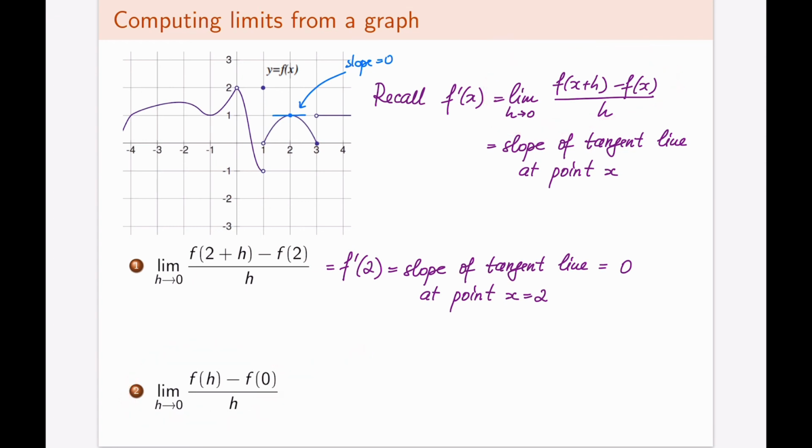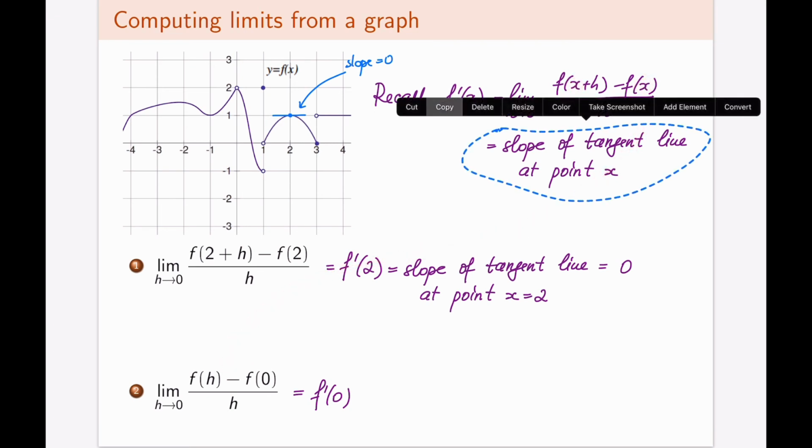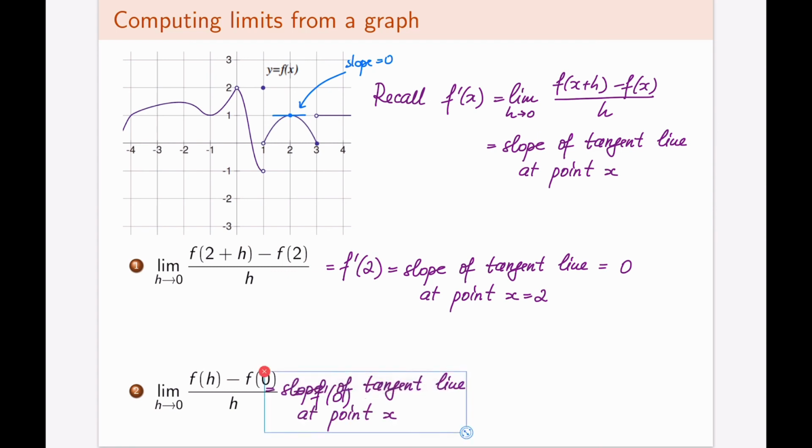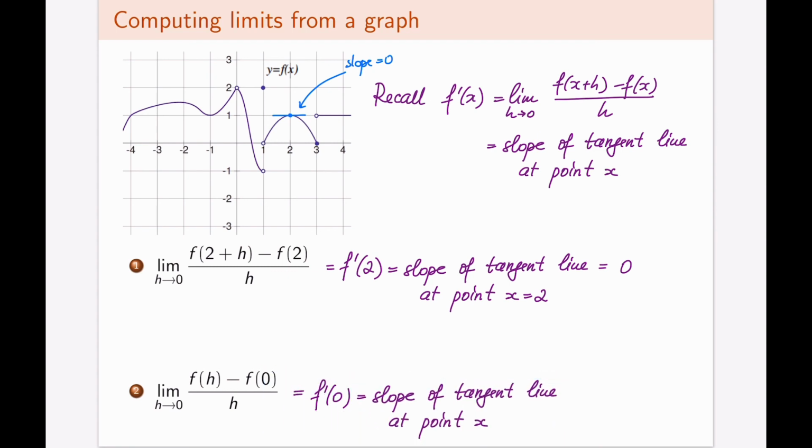Okay, this shouldn't take very long for you to notice that this is going to be the derivative at 0. If I set x to be 0 here, I'm going to get exactly the expression here, which means that once again, this is a slope of the tangent line to my graph at the point x equals 0. And now I just need to go to my graph and think about what happens in terms of tangent lines at x equals 0.